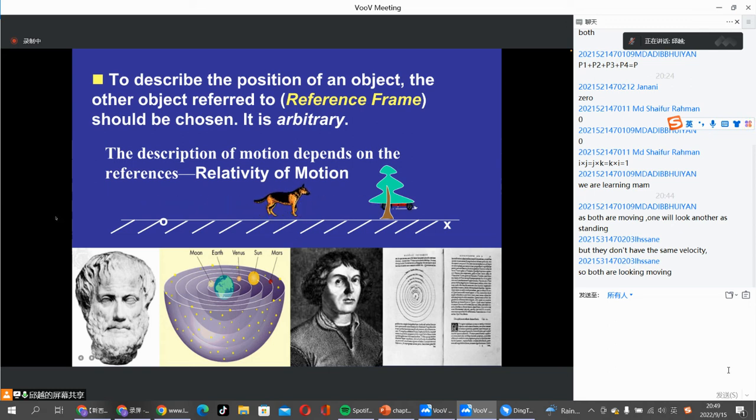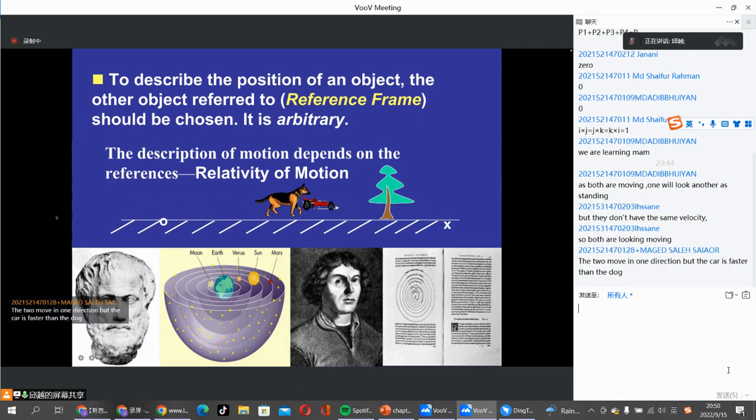So many students have the right answer. And the first student says as both are moving, one will look another standing. Yes, they are both moving, but they have different velocity. They have different speed. So if they don't have the same speed, it will not look standing.